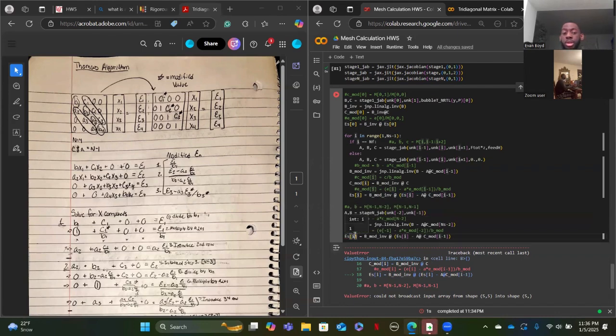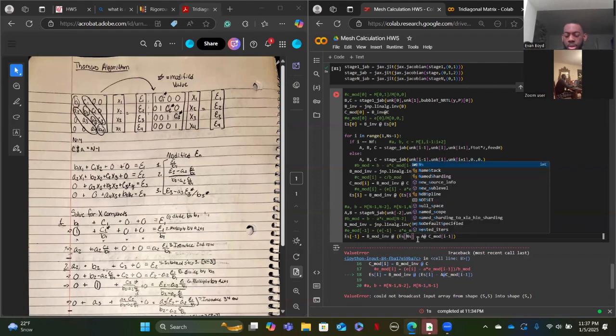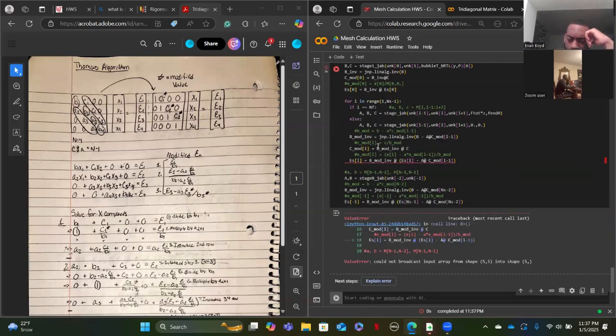Now for our E's, remember we don't have a C here. C is not in our last column, just A and B. So for our E's, which we know our E is equal to our X, our last X, in this case it'd be delta. But our E at the last row is equal to our B mod inverse at our E's at NS minus 1 at NS minus 2. Shift enter.